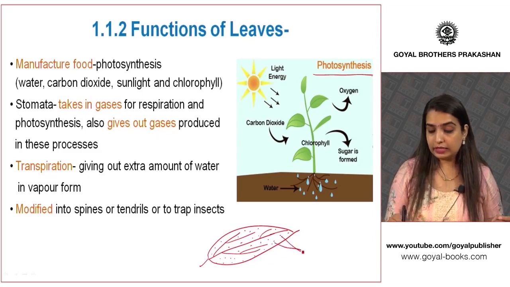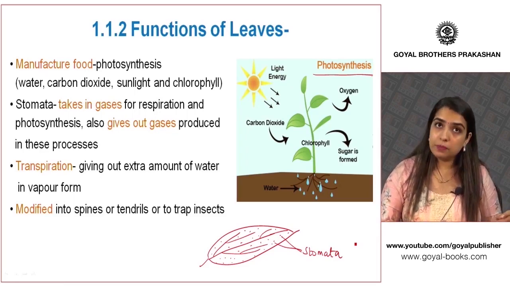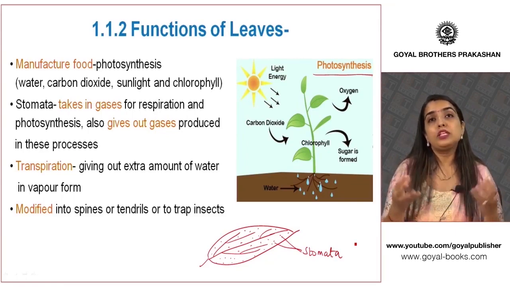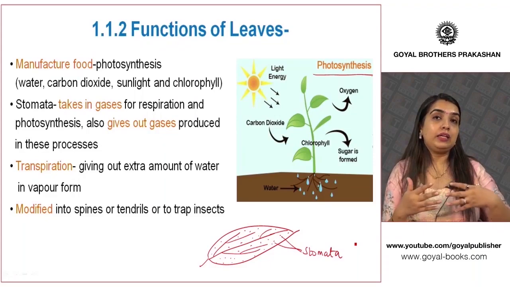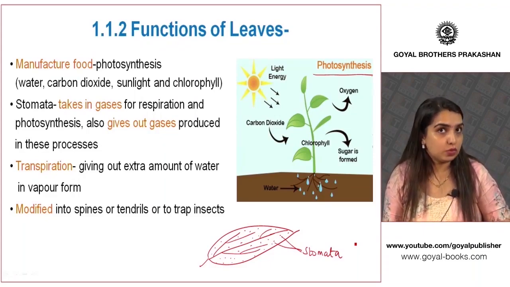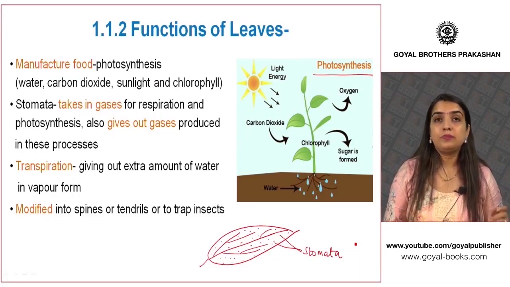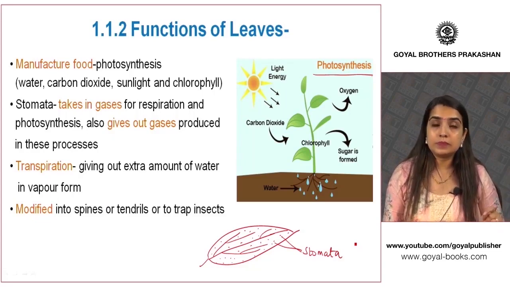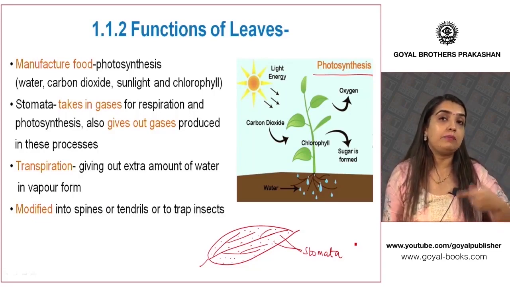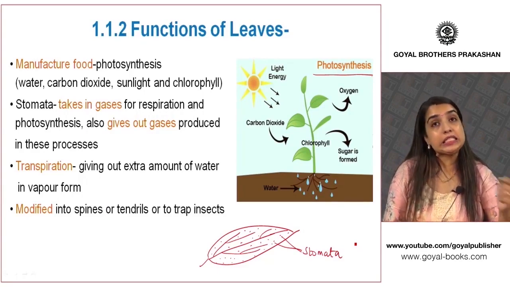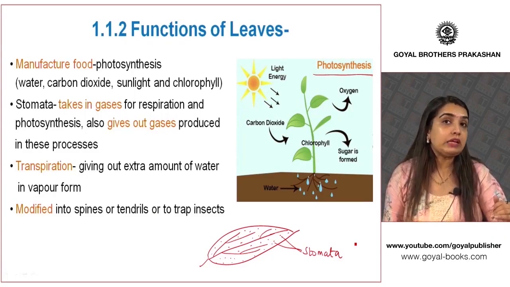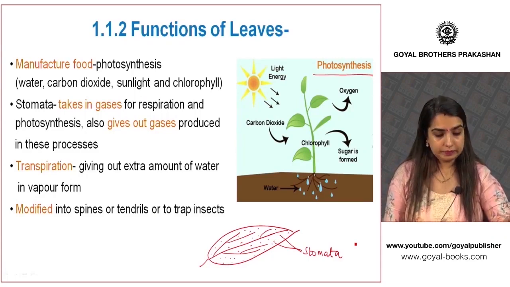So as I said, these tiny pores are called stomata. These pores open up during the day and they close during the night. So through the opening of these pores, gases can be released or taken in as well. One common example is how the leaves take in carbon dioxide, use it for photosynthesis, and give out oxygen as a byproduct, which then is taken in or inhaled by various living organisms for their survival on planet Earth.